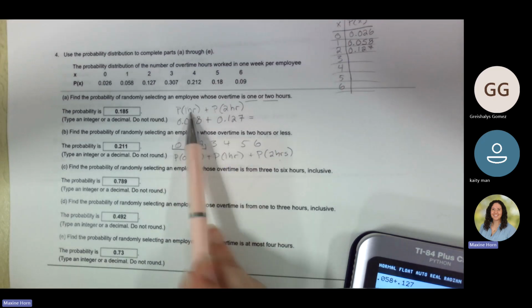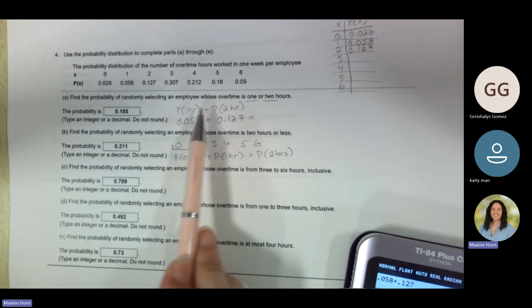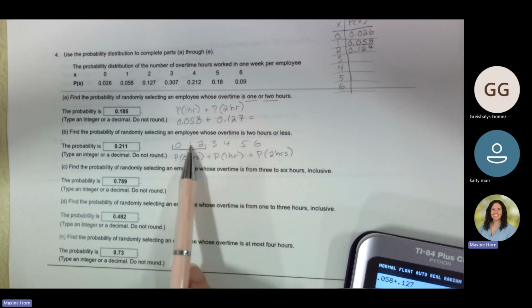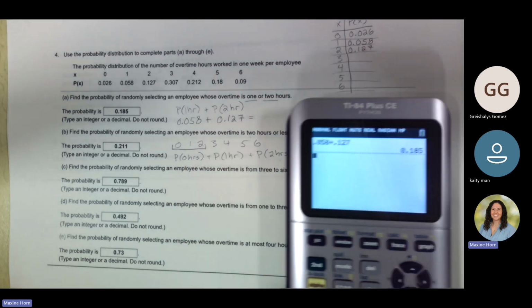Now, conveniently, we just did add 1 and 2 together. So we can actually save ourselves a little bit of time here. This question kind of builds on that. We already found what 1 and 2 together add up to. So all we have to do is take what we found in the last one and add the probability of 0 hours to it. So that's what I'm going to do.